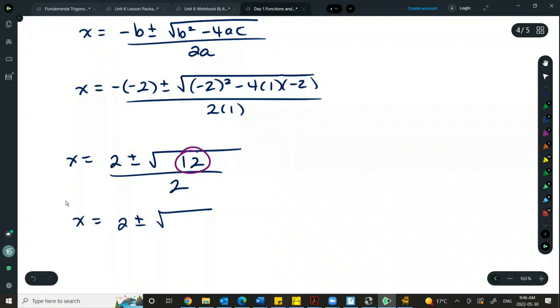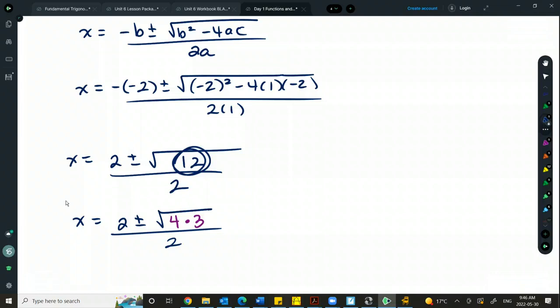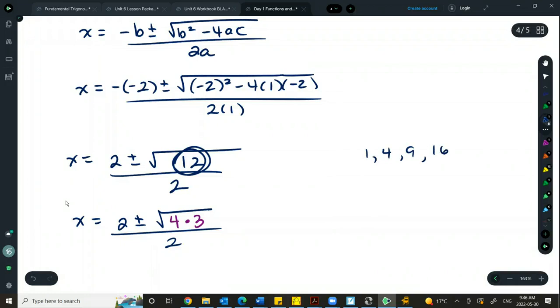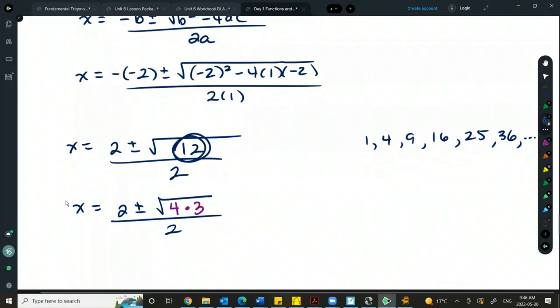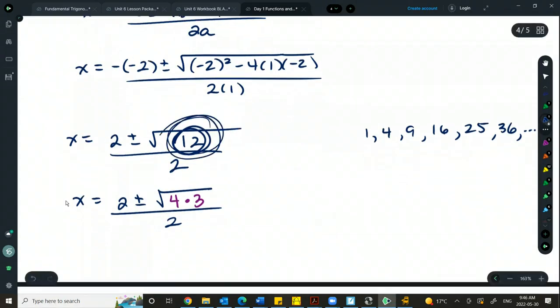So I'm going to find the biggest perfect square inside of 12, which is 4. One of the things that you split this number into must be a perfect square. Perfect squares can be square rooted to get a whole number. So things that are perfect squares are 1, 4, 9, 16, 25, 36, and so on. Because every one of these I can square root and I'll get a whole number. So I'm looking to split this value up into something that falls within that list.